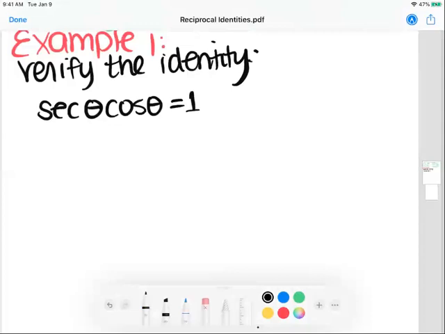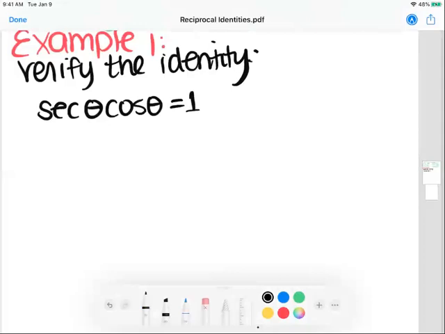Now we're gonna swap out some of the pieces for a different piece to try to make an equivalent expression, an equal expression, in which I have the same value on both sides of my equal sign. So my tip here, always start with the more complex side and make it more simple. So we have secant times cosine, which is much more complex than 1. So I'm going to start there.